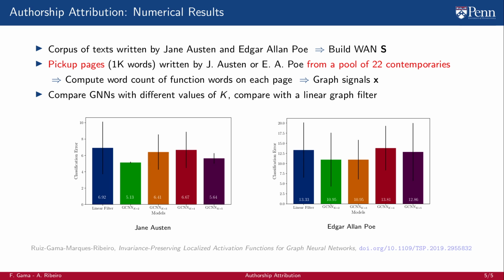On the right, we see the bar plot for classification of pages written by Edgar Allan Poe. We see, again, that the use of linear filters lags behind in performance. The best performing GNN is, again, that with k equal 2, arriving to the same conclusion that no information contained beyond direct co-occurrence is relevant in attributing authorship. This concludes the use of GNNs for authorship attribution of short texts. In this example, we use word adjacency networks as graph supports and word frequency histograms as graph signals. The GNN was used to learn a map between the histogram and the author, leveraging the word adjacency network.